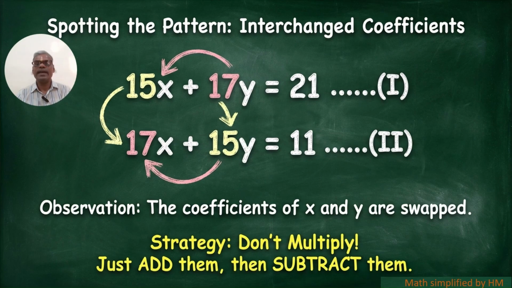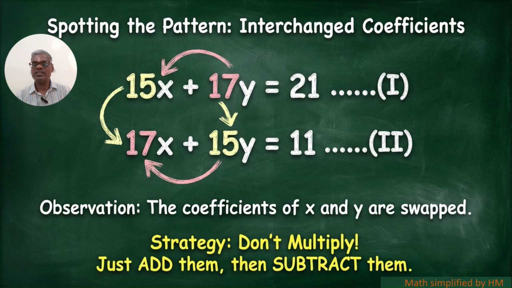Look closely at the coefficients in these two equations: 15x plus 17y is equal to 21, 17x plus 15y is equal to 11. The coefficients of x and y are swapped. If we used the standard elimination method, we would have to multiply the first equation by 17 and the second equation by 15. That means multiplying large numbers, which takes time and leads to mistakes.